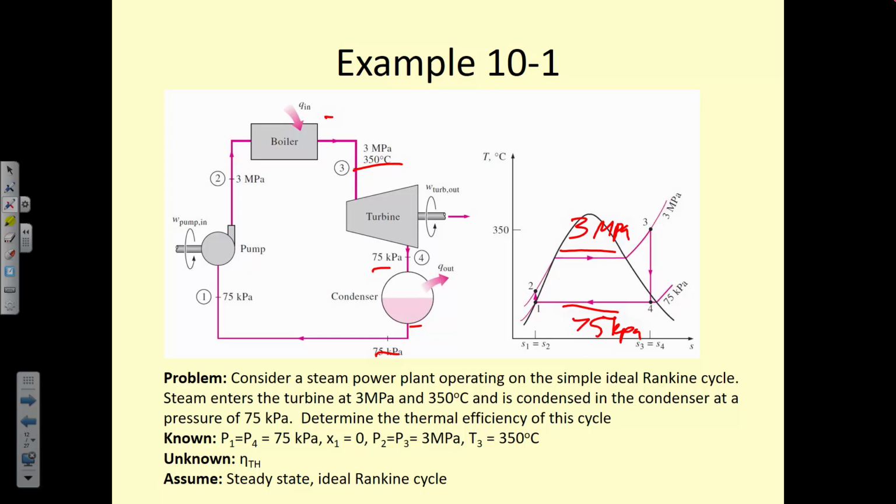So state 1 is a saturated liquid going into the pump. It's a saturated liquid. We're going to look up H1 and V1, and we don't need entropy. Okay, so H1 is 384.44 kilojoules per kilogram. V1 is 0.001037 meters cubed per kilogram.